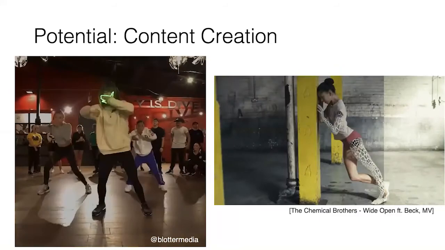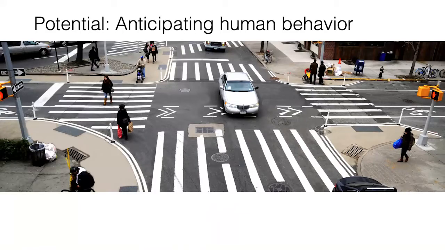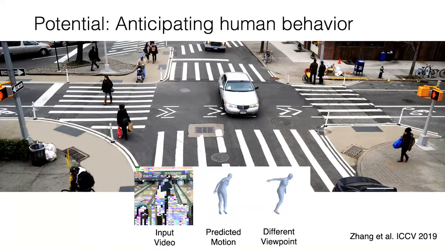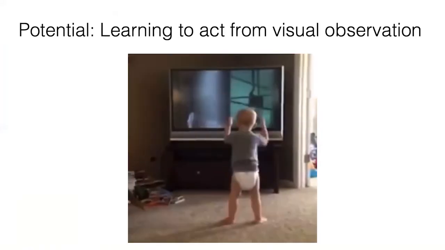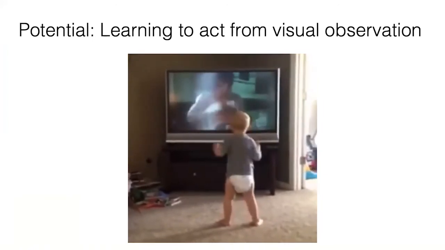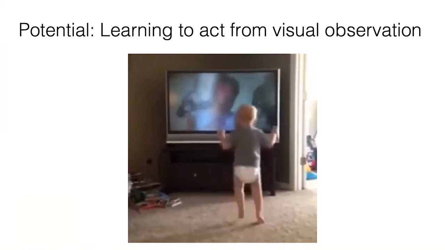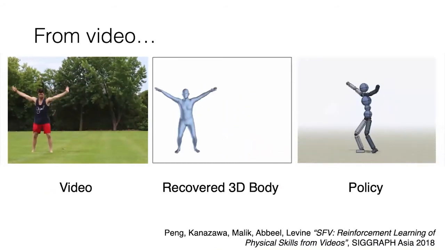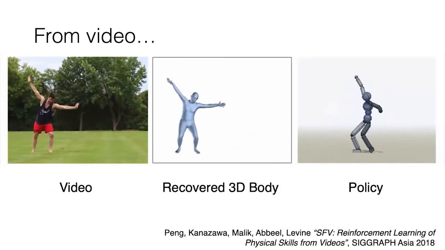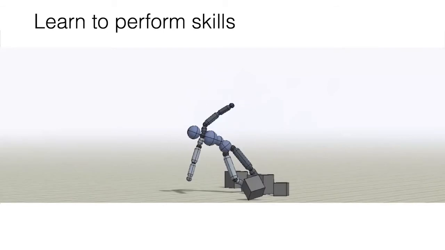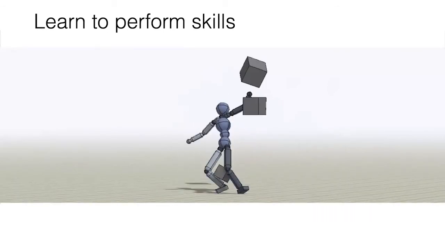But also for robotics, this ability to perceive people is really key for anticipating human behaviors, for example for autonomous vehicles when you want to predict what's going to happen in the future. Another really interesting topic is learning to act from visual observation, like this baby is demonstrating for us. We took inspiration from this video, and we had this work where, from reconstruction of the human from video, you can learn to perform skills like a cartwheel from watching YouTube videos. These are not just playing the animation; you can imitate them, or it's a policy, so you can interact with them, which we can do by throwing boxes.